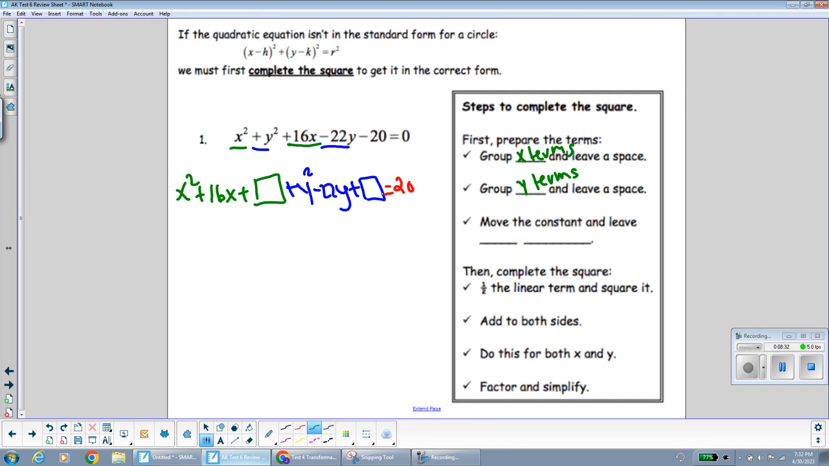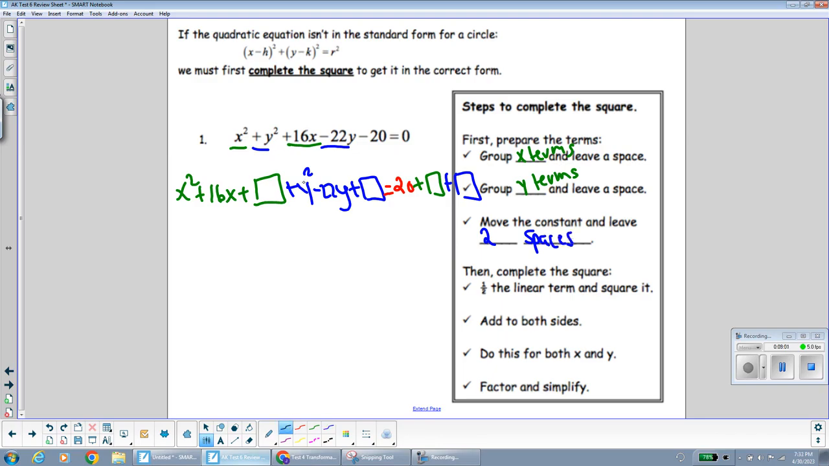So if we're adding these two things that we don't know yet that we're going to find to the left side of the equation, we're also going to have to add them to the right side of the equation to keep our equation balanced. So I'm just going to make the same two boxes over here, just to remind myself that whatever I add here and here, I also have to add to the other side to keep my equation balanced. So move the constant and leave 2 spaces.